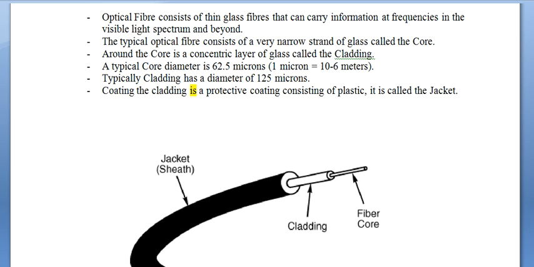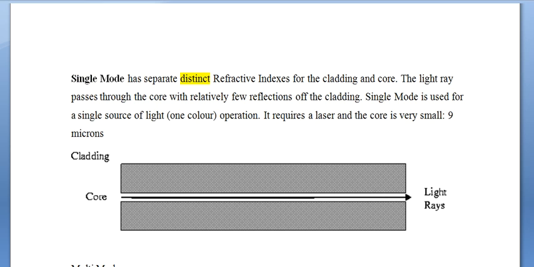Coating. The cladding is surrounded by a protective coating consisting of plastic, called the jacket. Single mode has separate distinct refractive indexes for the cladding and core. The light ray passes through the core with relatively few reflections off the cladding. Single mode is used for a single source of light, one color, operation. It requires a laser and the core is very small, 9 microns.